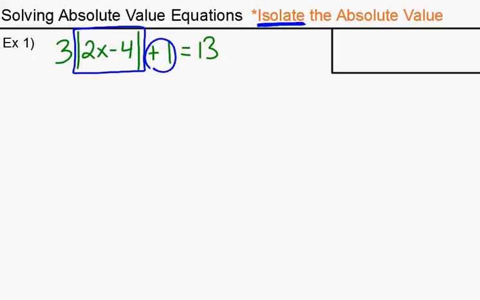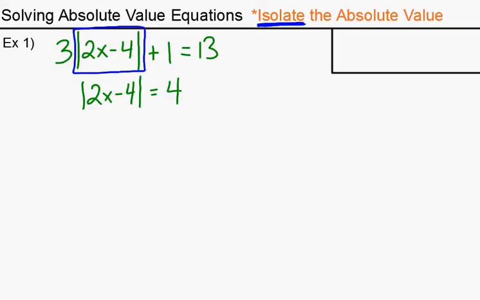I'm going to have to subtract 1 to get rid of that, and I'm going to have to divide by 3 because he's attached with multiplication. So I'm going to do both of those steps at once. Whenever I go ahead and isolate by subtracting 1, I get 12 divided by 3, I get 4. So the absolute value of 2x minus 4 equals positive 4.